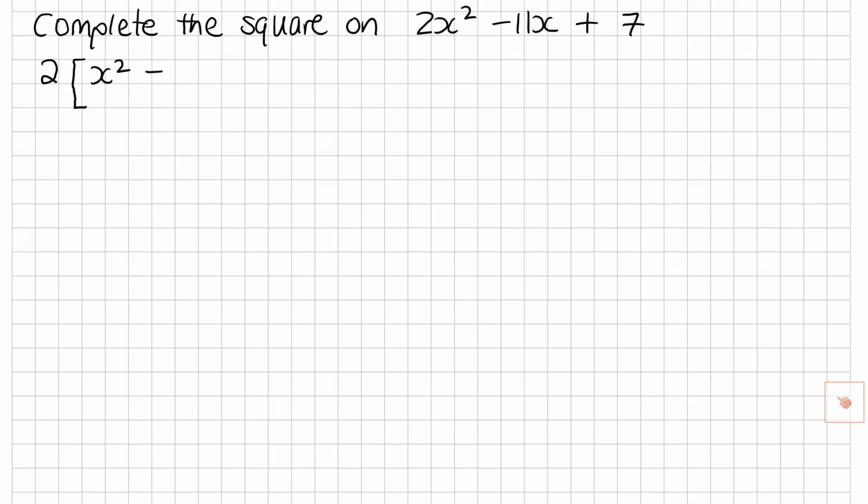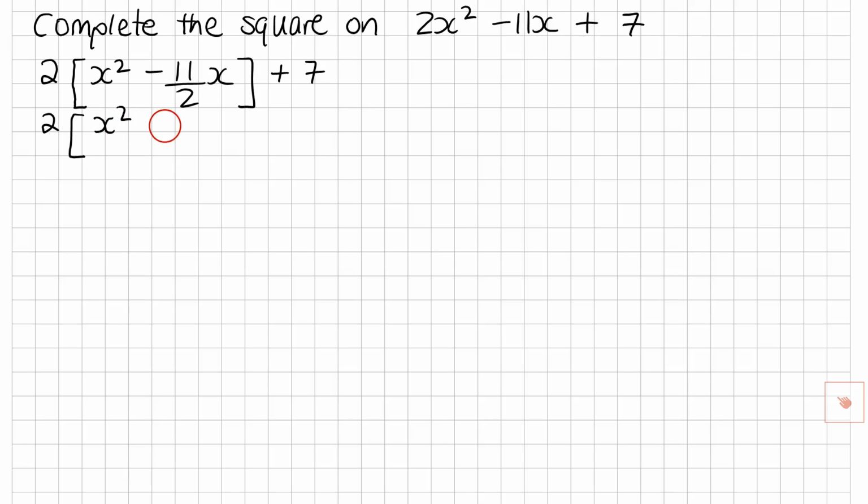Now to take it out of 11x, you're going to write 11 over 2x. Okay, and then we're going to still have our plus 7 at the end. Okay, so now we proceed as normal. So we're going to just complete the square on this part in the center, in the square brackets, and then we'll take care of everything else.